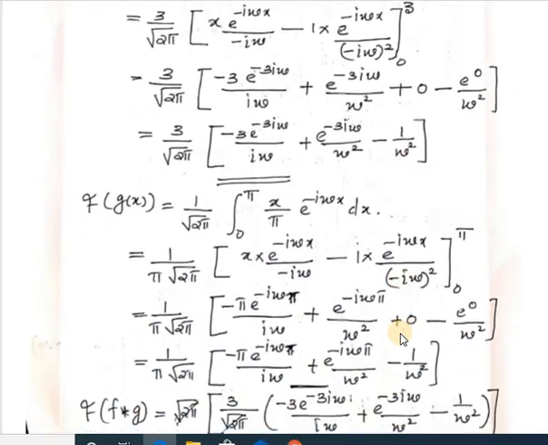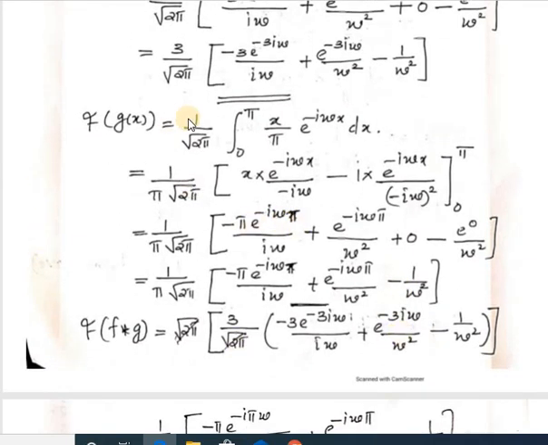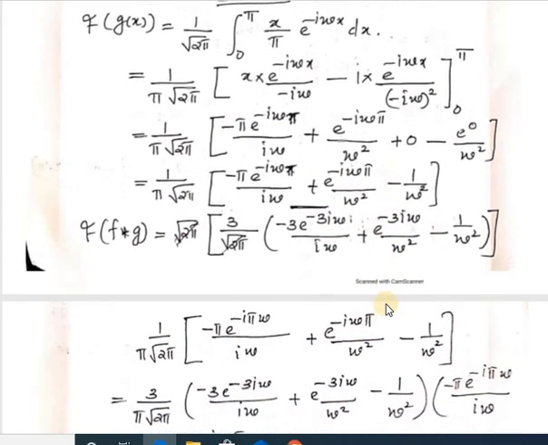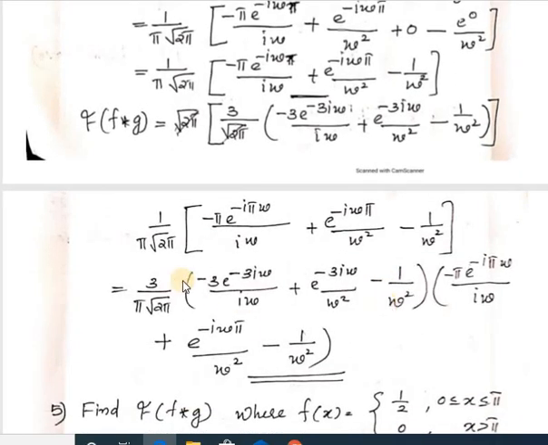Similarly, we can find the Fourier transform of the next function g of x, that is 1 by root 2 pi integral 0 to pi x by pi e raised to minus i omega x dx. Also 1 by pi is a constant, we can take it outside. Then apply integration by parts. First term into integral of second minus derivative of this one into integral of second, and apply the upper limit pi and lower limit 0. And simplifying, we get the answer as 1 by pi root 2 pi, minus pi e raised to minus i omega pi by i omega plus e raised to minus i omega pi by omega square minus 1 by omega square.